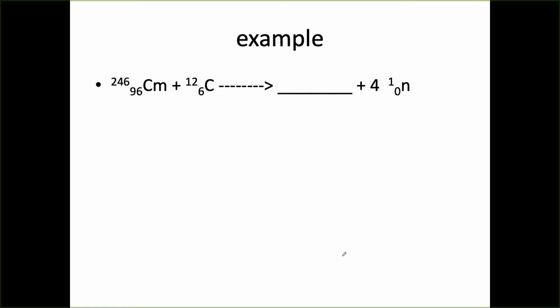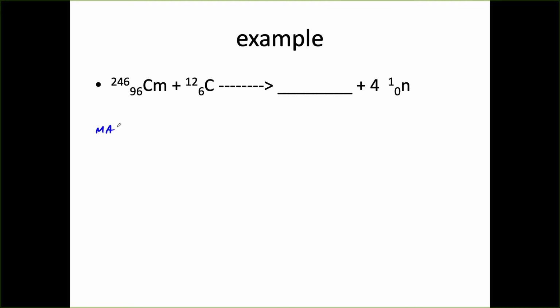Now, what I'm going to be asking you to do is solve these things. So we have this element. Off the top of my head, 96 Cm is curium. I almost said californium, which I know that's not right. That's Cf. This is curium. It's being shot with an atomic carbon nucleus, and we're getting 4 neutrons back. So how do we solve this?